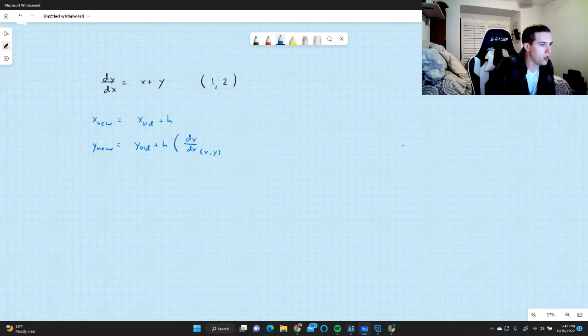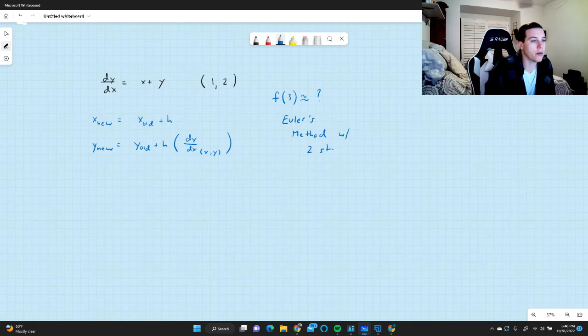All right. So this time, let's approximate f of 3. And let's use Euler's method with 2 steps again. Typically, it is 2 steps. On the AP test, it's a lot of Euler's method with 2 steps. Okay. So look, we're starting at 1. We're trying to get to 3, and we are taking 2 steps.